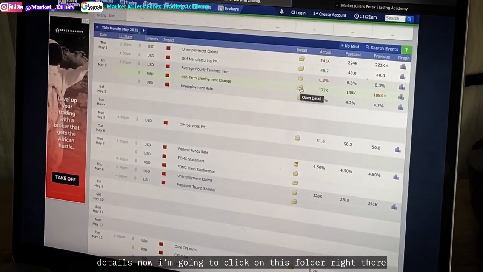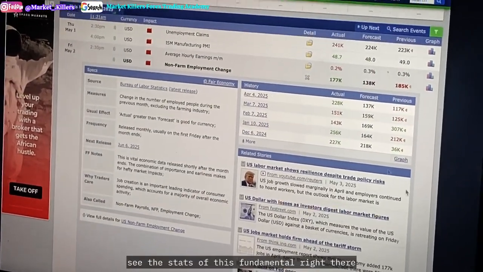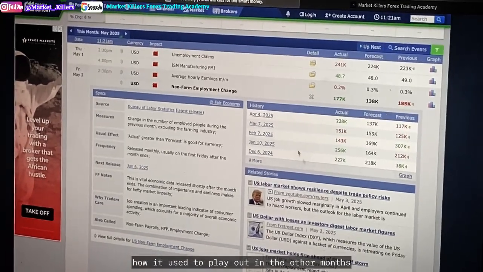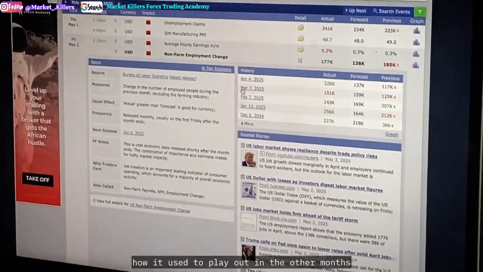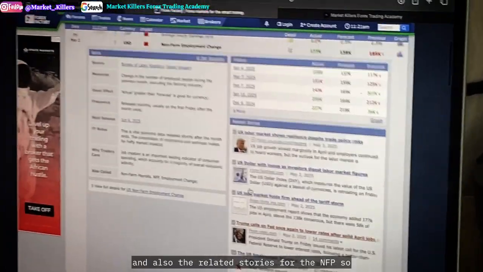Now I'm going to click on this folder right there, and once I hit that, you guys can clearly see the stats of this fundamental right there, how it used to play out in the other months, and also the related stories for the NFP.